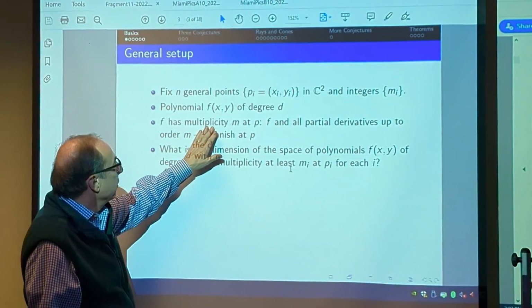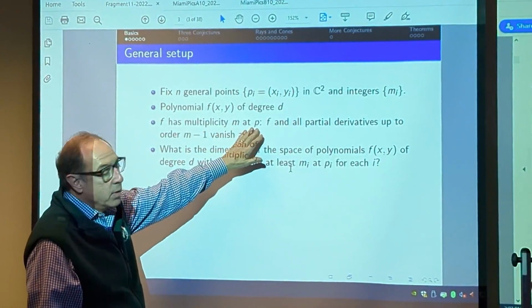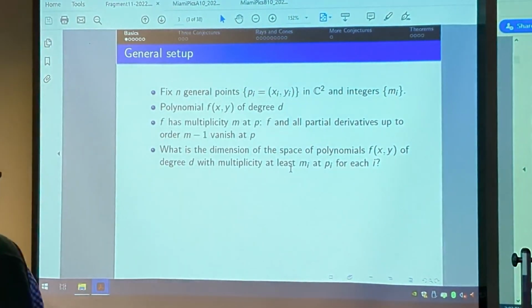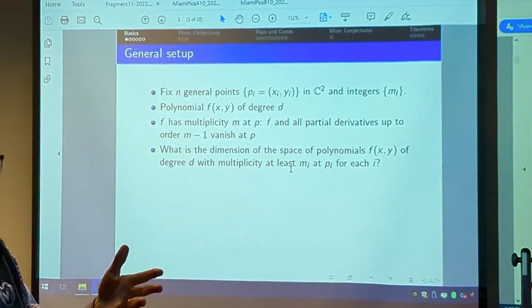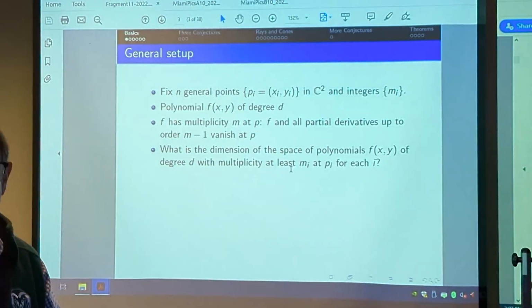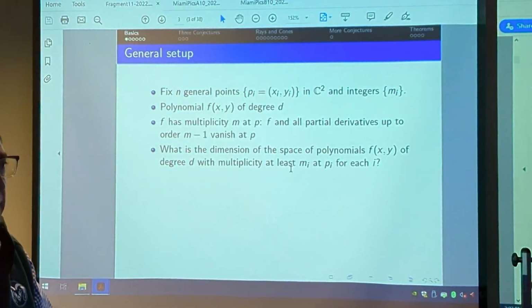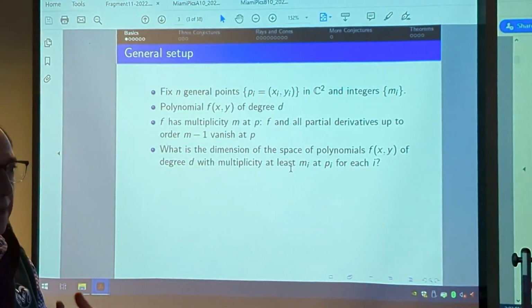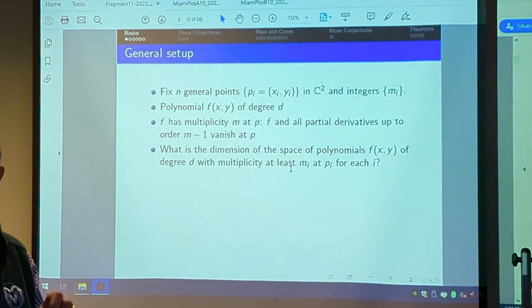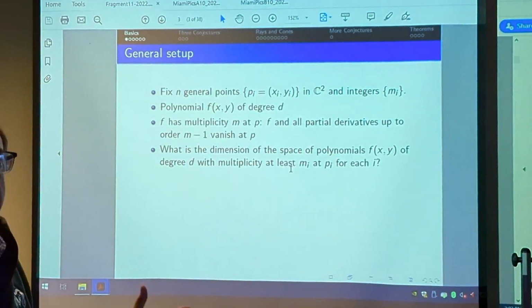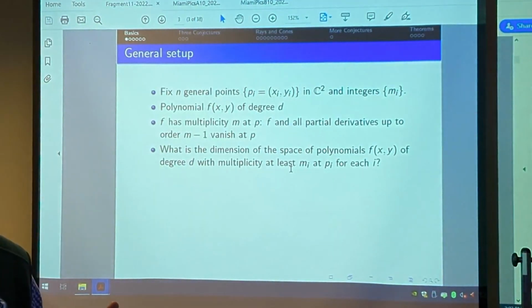What does it mean for a polynomial to have multiplicity m at a point P? It means that f and all the partial derivatives vanish at the point P up to order m minus 1. So multiplicity 1 means the polynomial itself vanishes at the point. Multiplicity 2 means it vanishes at the point and both first derivatives vanish there. If you change coordinates so that the point is the origin, having multiplicity m means that when you write the polynomial out, it starts with monomials of degree m and higher. There are no monomials of degree less than m.